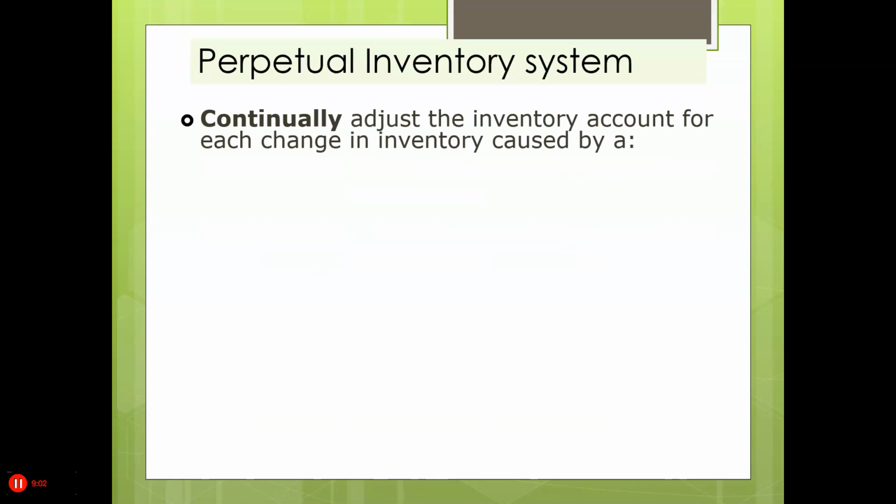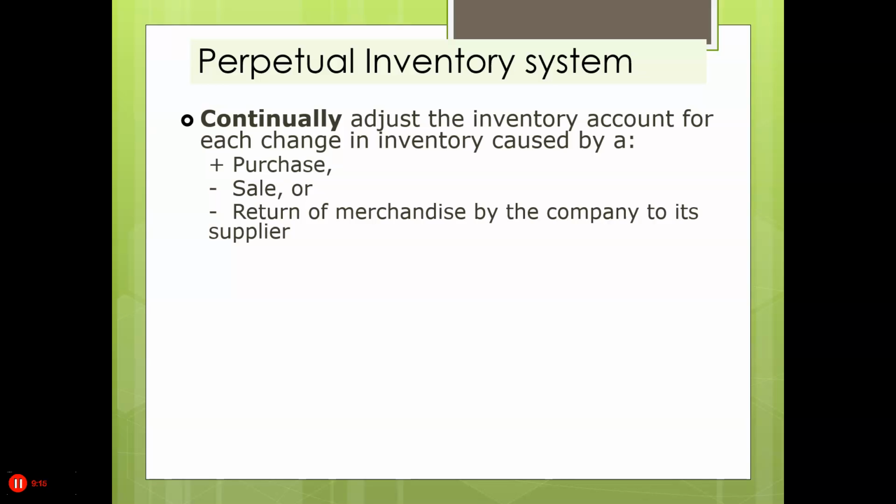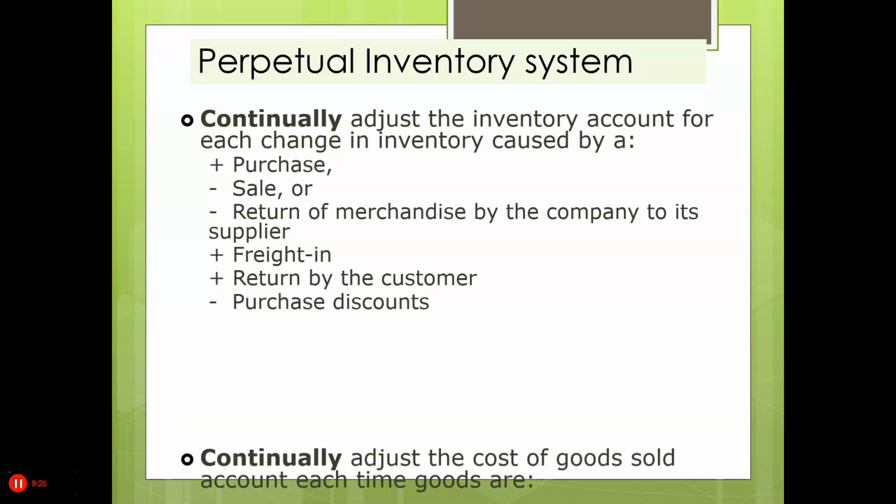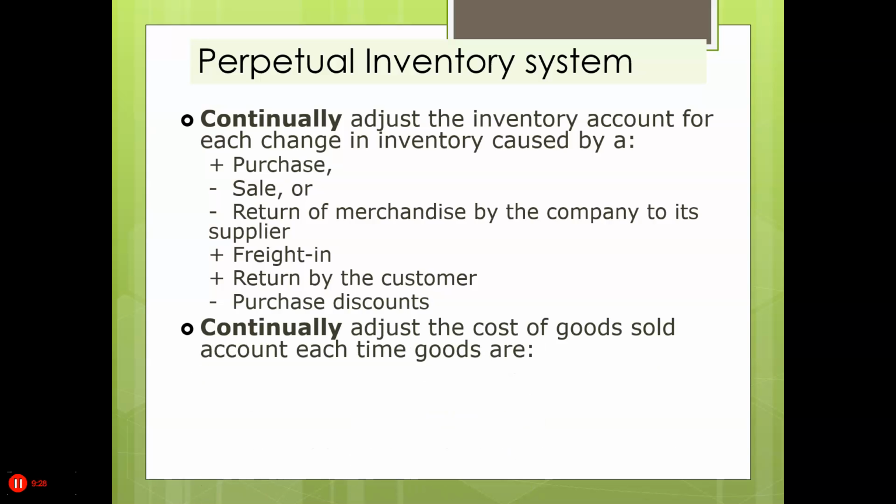Perpetual inventory. We continually adjust the inventory account for each change in inventory caused by, we add purchases, that's called inventory, minus sales or returns of merchandise, plus freight in. Remember, freight out is a sales expense, plus returns by customer, minus purchase discounts. You are continually adjusting cost of goods sold each time goods are sold when you're doing your journal entries.